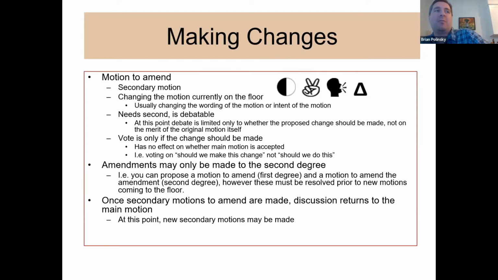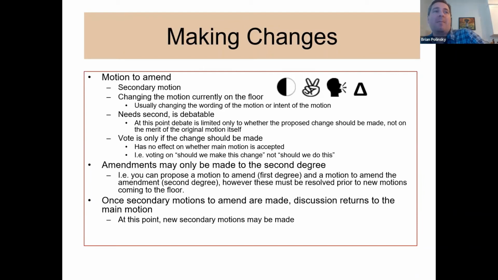In other words, you can propose a motion to amend, that's to the first degree, and then a motion to amend the amendment to the second degree. But you can't go further than that. You can't make a motion to amend the amendment to the amendment. However, these must be resolved prior to new motions coming to the floor.